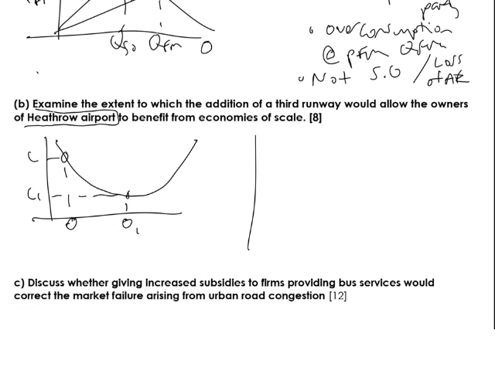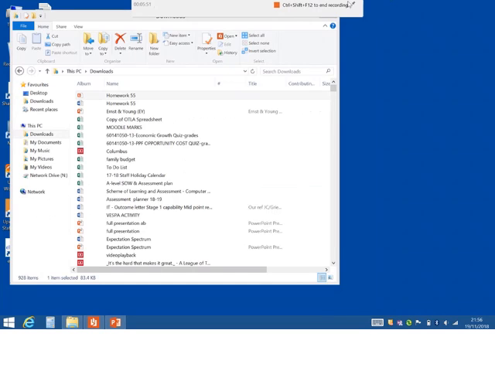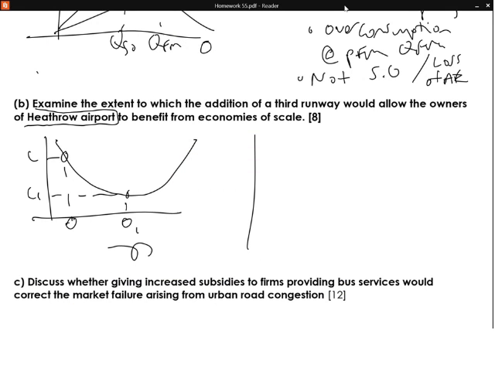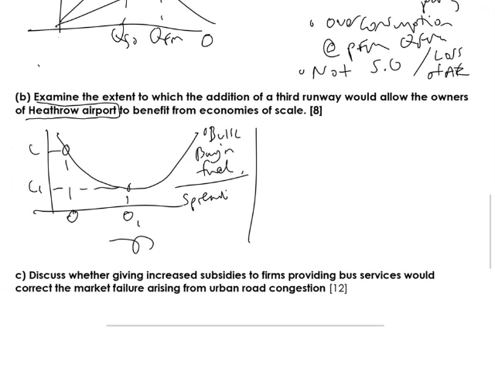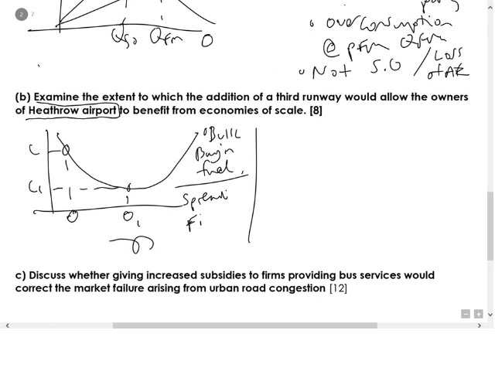What they didn't notice, it's actually applied to the owners of Heathrow Airport. So when you're applying it to this market, you are looking for costs to an airport rather than costs to an airline. So you could talk about something like bulk buying fuel, or you could talk about spreading the fixed costs of advertising.